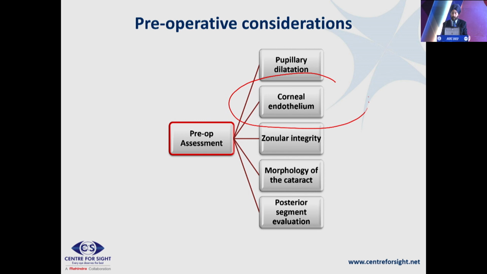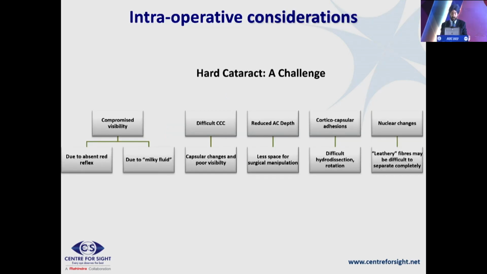Then it is very important to look at the state of corneal endothelium. It's a standard of care for us that we do a specular microscopy. If you don't have it, you do a good specular reflection on the slit lamp to see the corneal endothelium. You need to look at the zonular integrity, because obviously you know that there is going to be some more manipulation. The morphology of the cataract needs to be studied, and if possible, the posterior segment evaluation should be done.